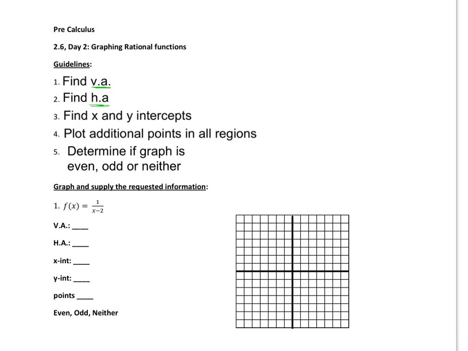Then after that, we want to find some other key points. We want to find the intercepts, so x and y intercepts. Remember, to find the y-intercept, you let x equal 0. To find the x-intercept, you let y equal 0. Okay, then step 4, I have plot additional points in all regions.